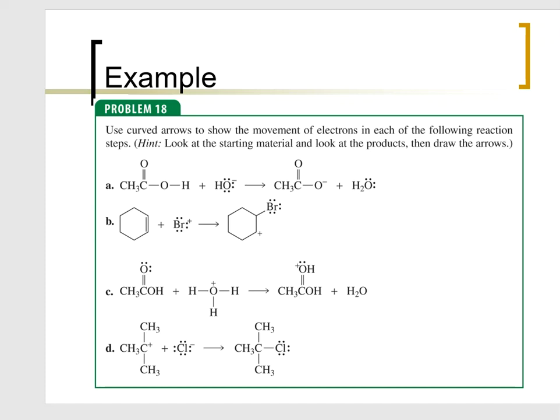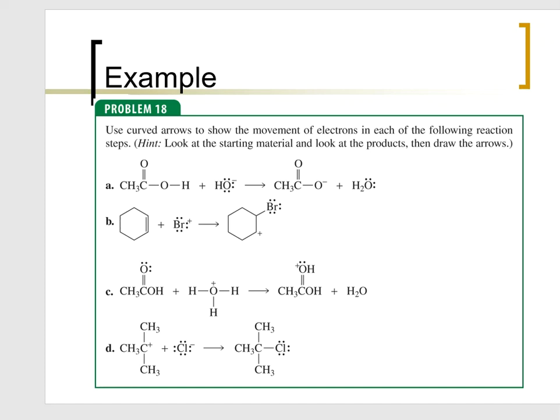And here's an example problem. This example problem says, use curved arrows to show the movement of electrons in each of the following reactions. Hint, look at the starting material and then look at the products and then draw the arrows. That's the stuff that we've been doing. Why is that a hint?